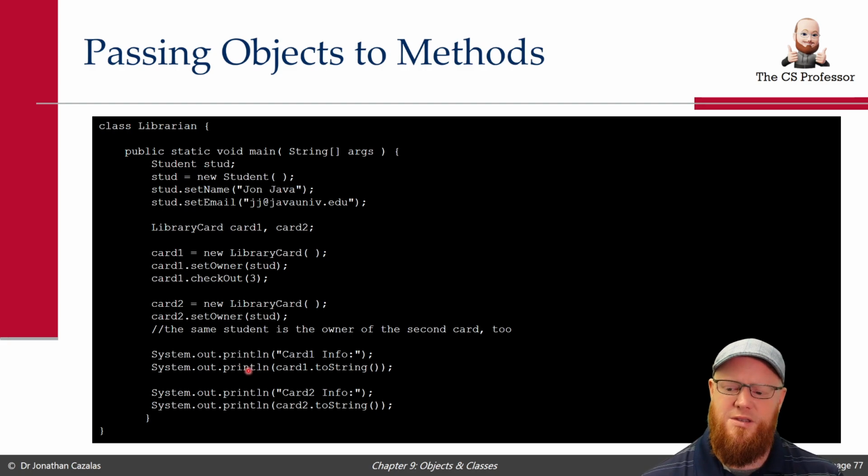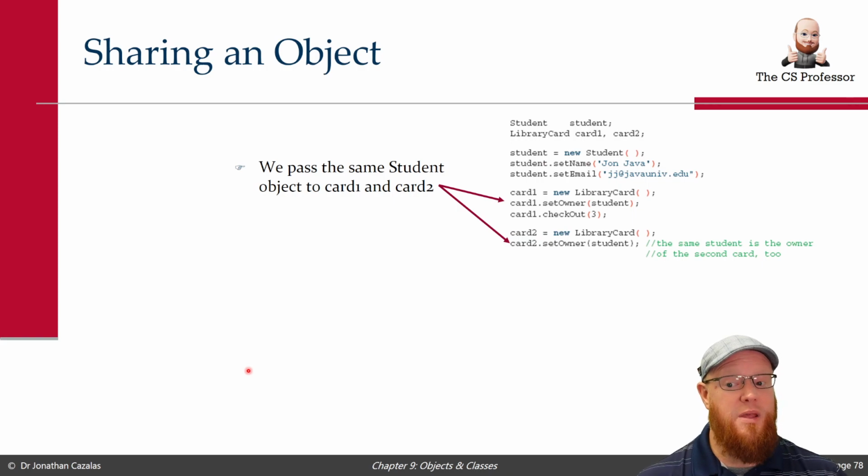So the only takeaway of this example is just to make sure you understand that when we pass an object, we're not passing an object, we're actually passing a reference to that object. And because of that, this object can therefore be shared.